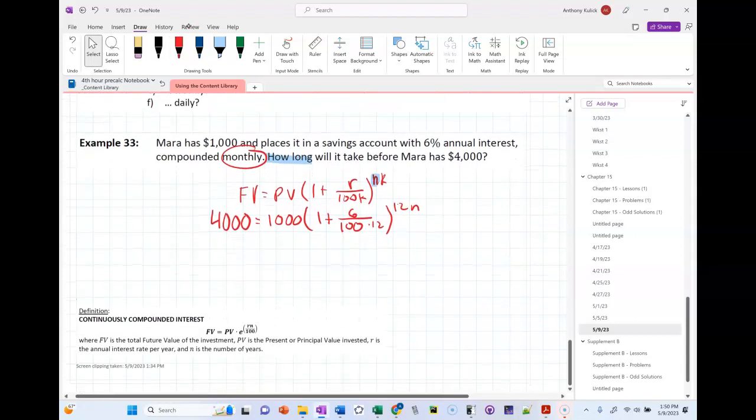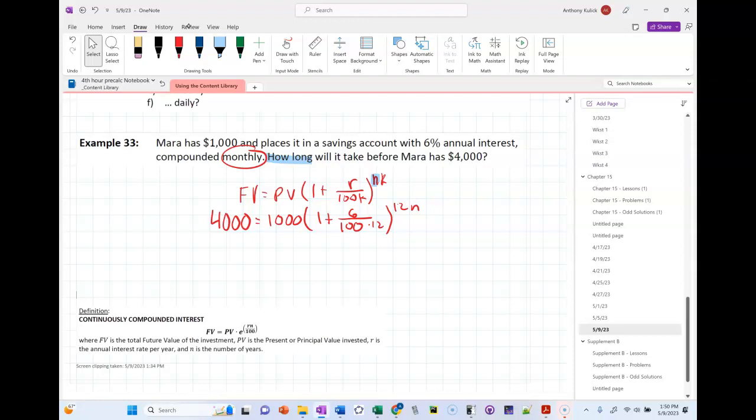To solve this equation for N, what should I do first? Divide by 1,000. So I'm just going to reduce that fraction as I go. And I'm going to turn the 1 plus 6 over 100 times 12 into a decimal. That's exactly the decimal it comes out to.